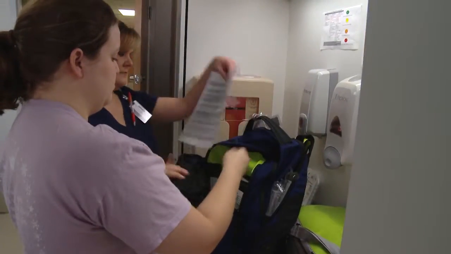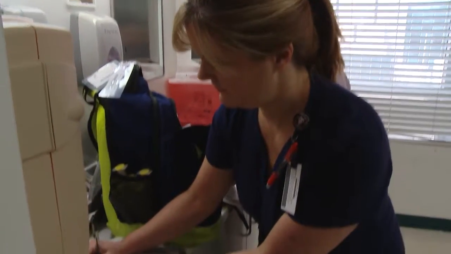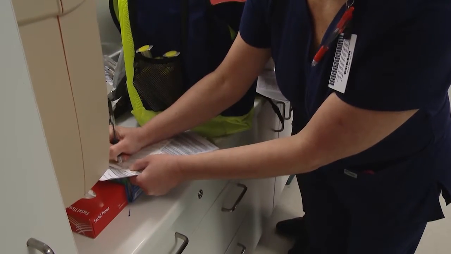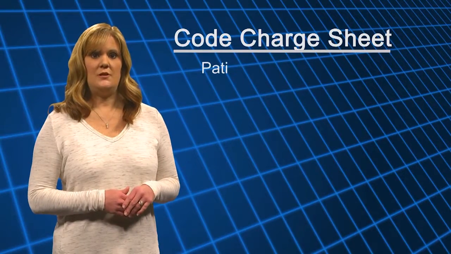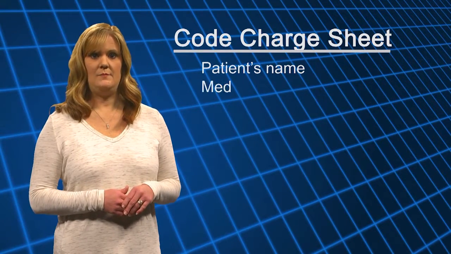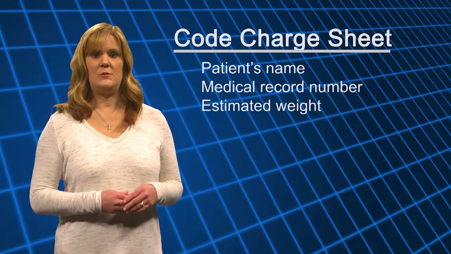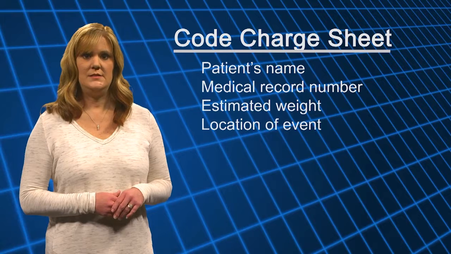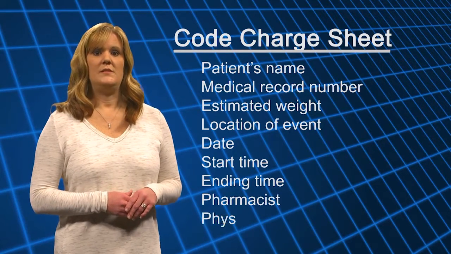The pharmacist should begin completing the pharmacy code charge sheet. This document will be used to document the doses of medication given and the administration times. This sheet also contains the patient's name, medical record number, estimated weight, and a brief description of the events, including the location of the event, the date, start time, ending time, pharmacist, and physician.